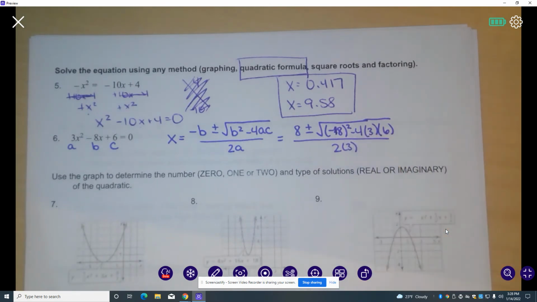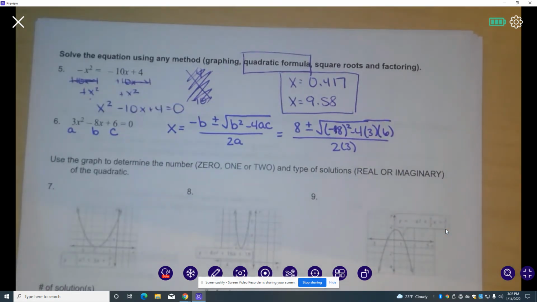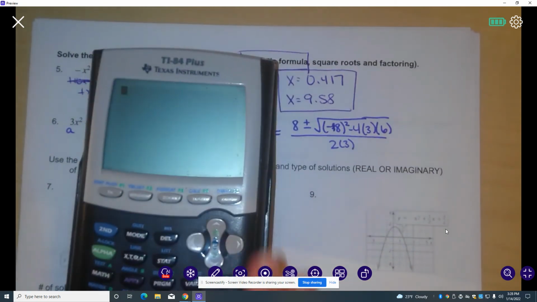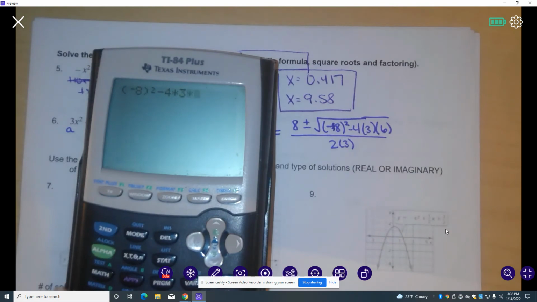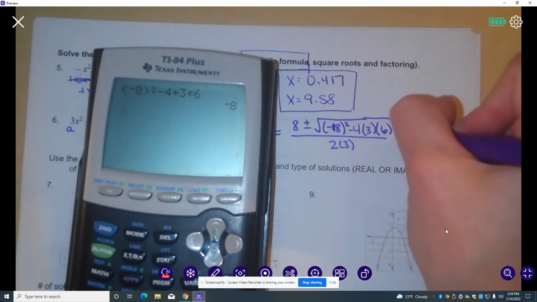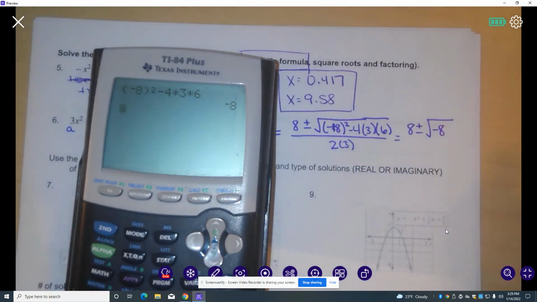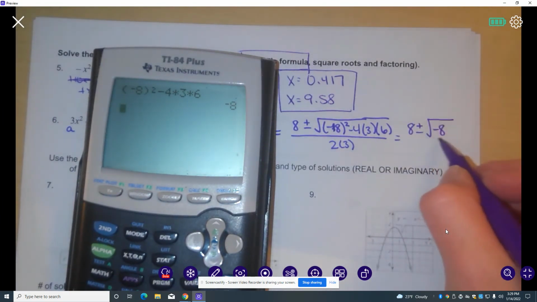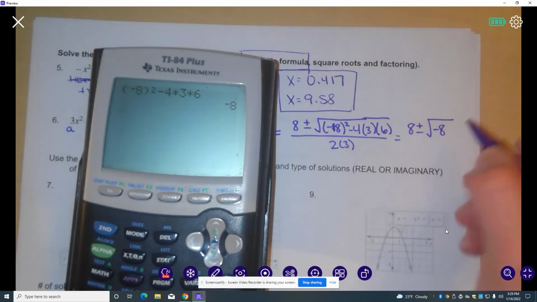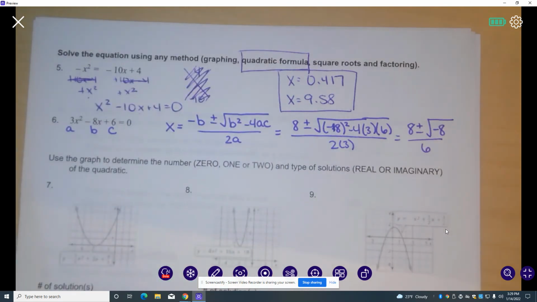Now, I like to do what's underneath the square root sign first. So I'm going to go ahead and just do negative 8 squared minus 4 times 3 times 6. And this makes sense that I get a negative number under here, right? Because I know when I have a discriminant, a number under the square root that's negative, I'm going to have an imaginary solution. So I'm going to simplify this.